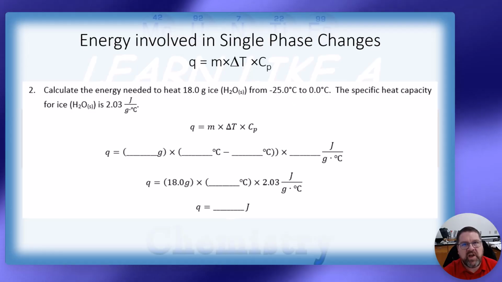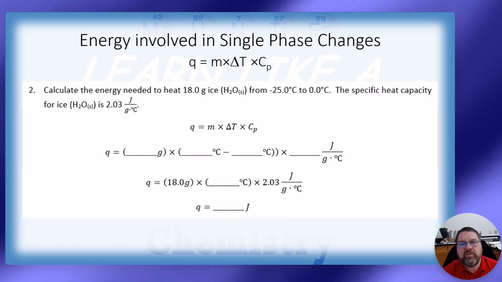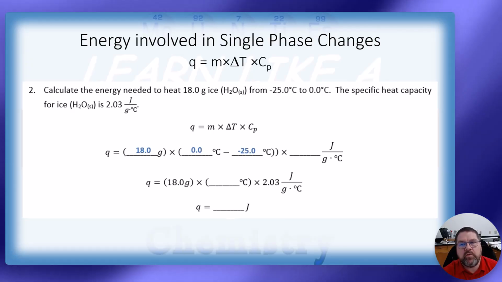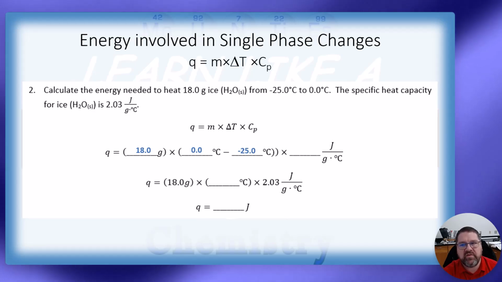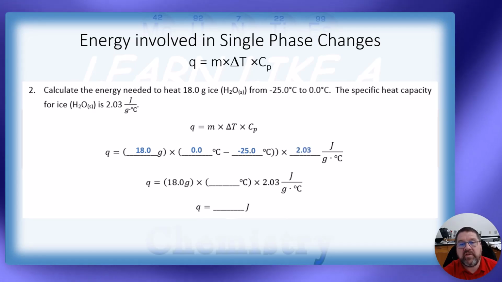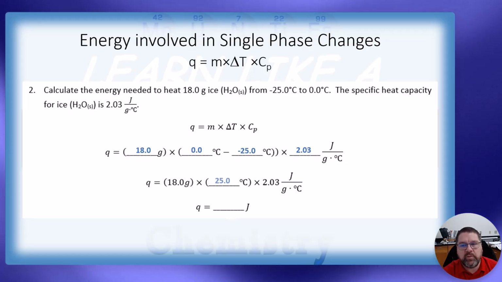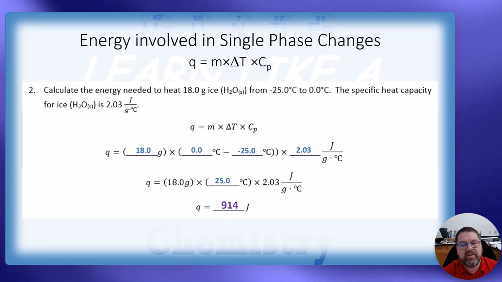So since we're in one phase, we're going to use the MTC form of the energy equation. And so substituting in our values, 18 grams for the mass. Delta T would be 0, that's the final temp, minus the initial temp, negative 25. And our specific heat, make sure you're using the right one, 2.03 joules per gram Celsius degree. Simplifying and doing the number crunching, we come up with an answer of 914 joules of energy.